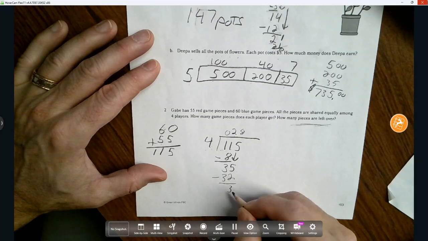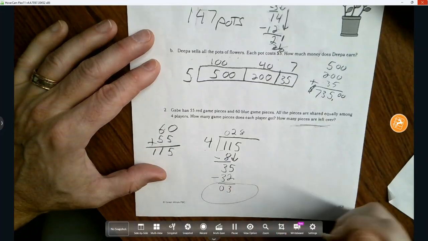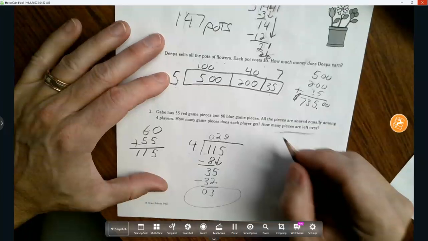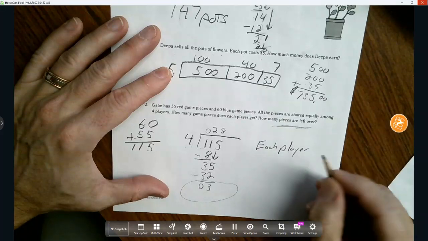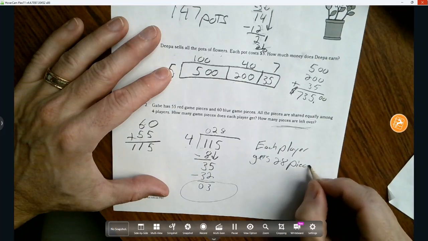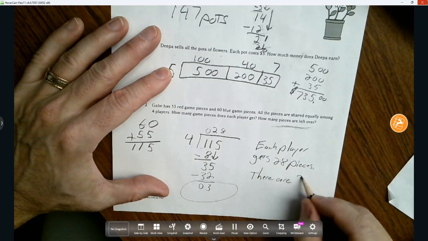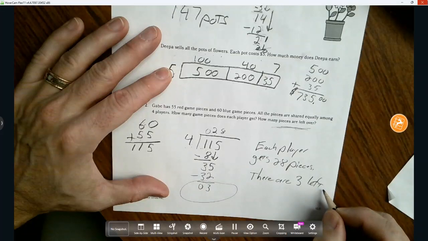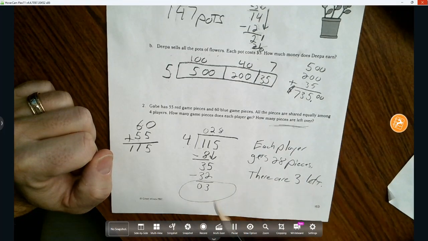5 minus 2 is 3. 3 minus 3 is 0. So 3 pieces. 3 is smaller than 4. So we have 3. Doesn't go anywhere. So each player gets 28 pieces. There are 3 left. There you go. There's your answer. All right. Nice, neat, and easy. Remember, nothing you can do with the remainder. Sometimes there's going to be extra as we get more and more into division.